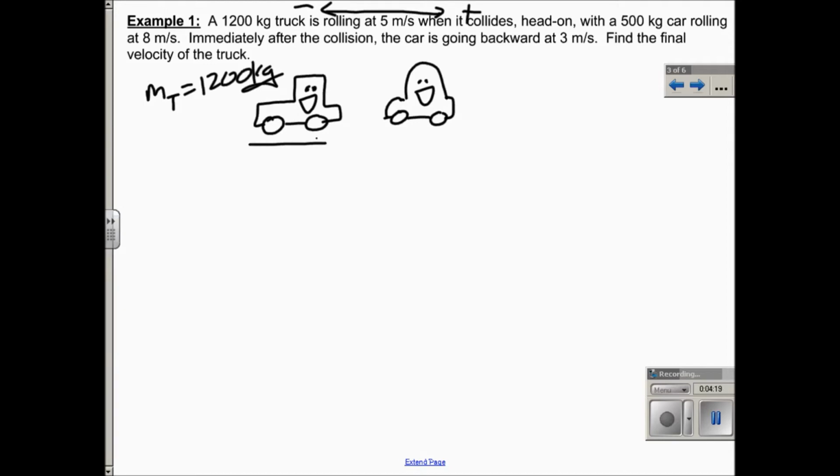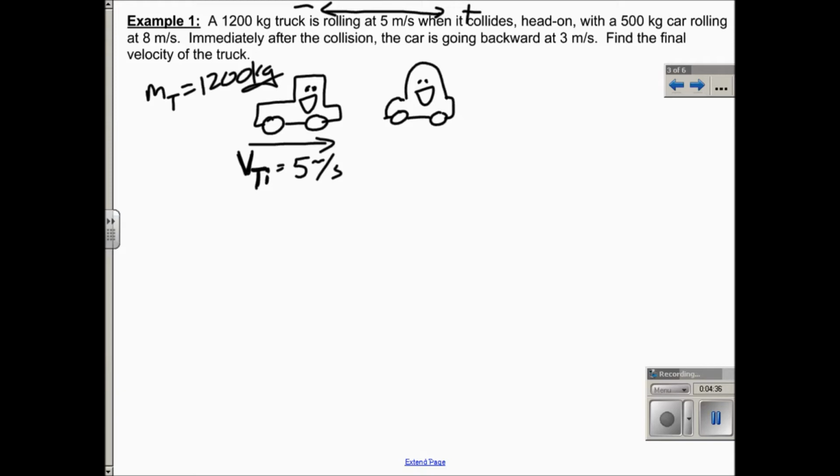It's rolling at 5 meters a second. So here's the velocity of the truck initially. It's 5 meters a second, right? Don't let the subscripts confuse you. This is telling me its velocity. That's how fast the truck is going. T is for truck. I is for initially, meaning before the collision.